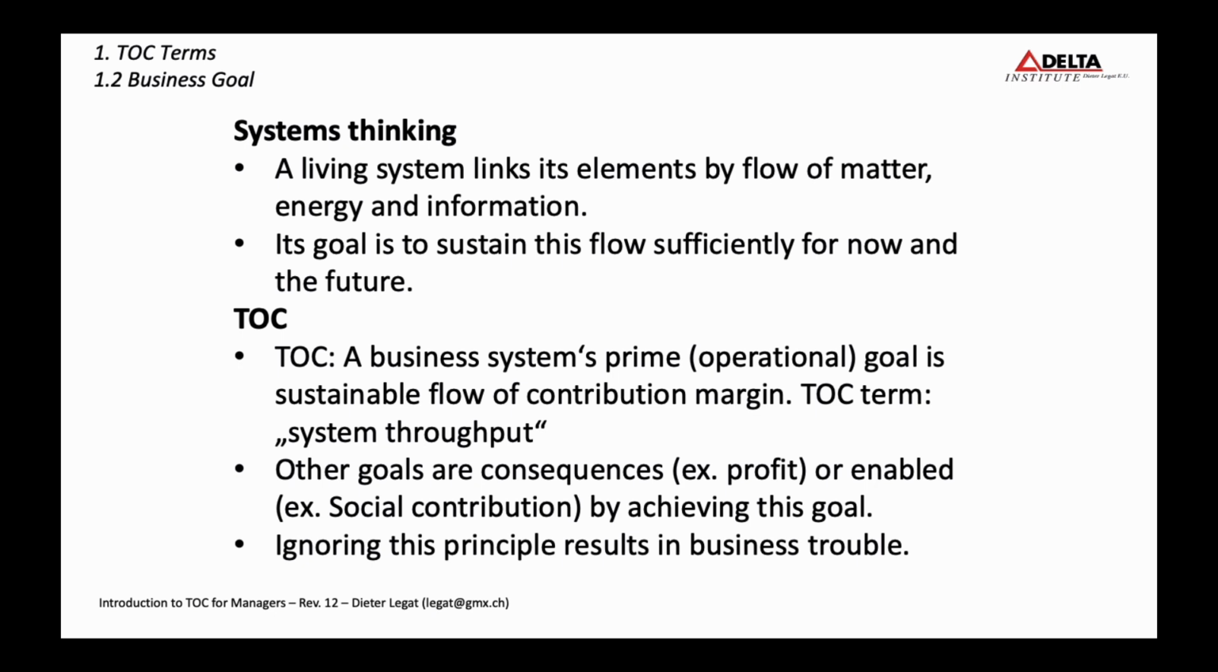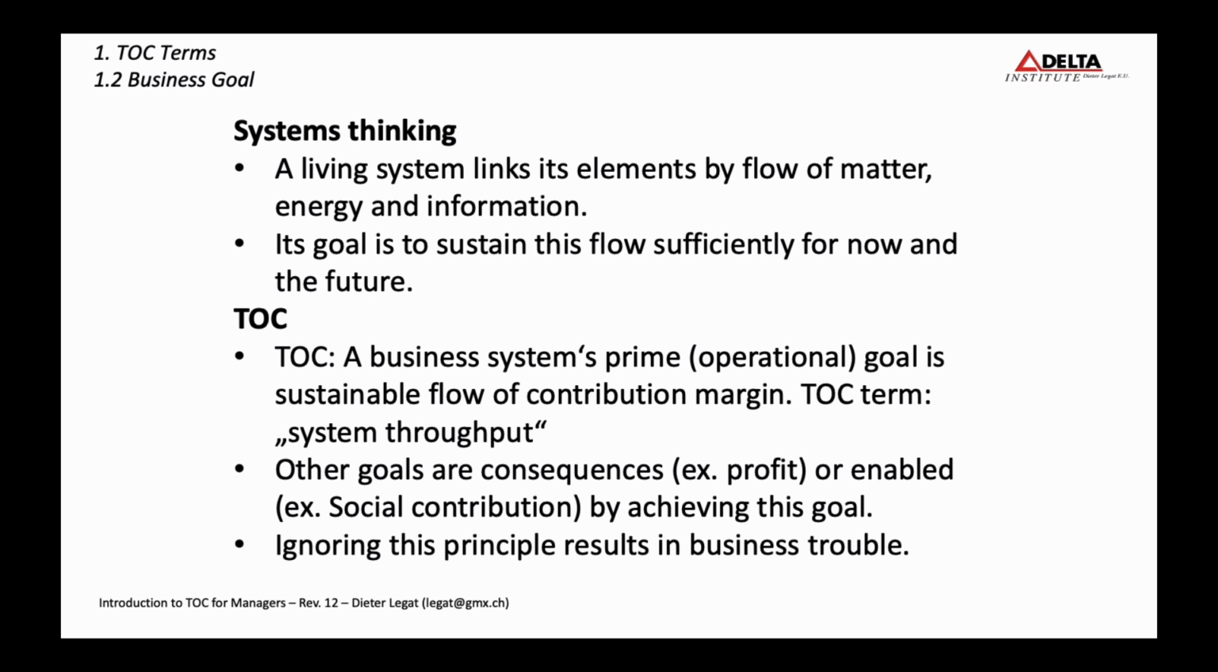Let us now have a closer look at the goal for a business system. In systems thinking, we recognize that a living system links its elements by flow of matter, energy, and information. This flow is what keeps the system going. Flow of product through the supply chain, flow of information from product development to sales to customers, flow of money from customers into the company, flow, flow, flow. And the goal of any living system is to sustain this flow for now and for the future.